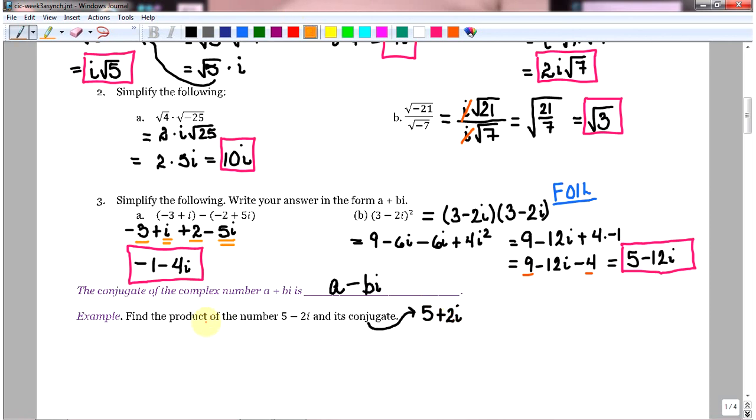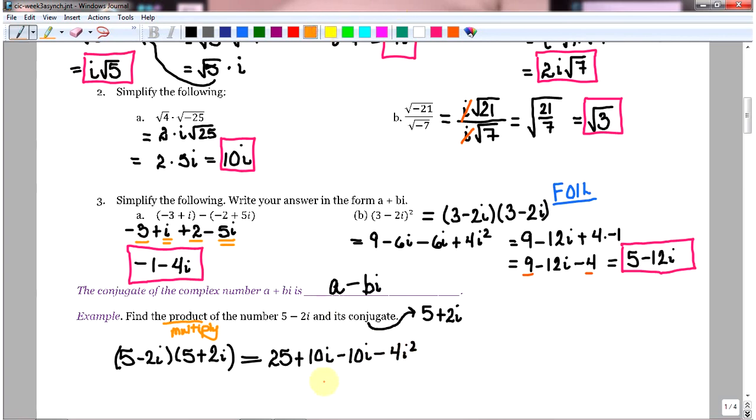Okay, we're looking for the product, so that means that we're going to multiply these two numbers together. So we have 5 minus 2i times 5 plus 2i. And we can now use distributive property, or the FOIL method, to multiply that out. So first times first is 25. Outer times outer is plus 10i. Inner times inner is minus 10i. Last times last is minus 4i squared.